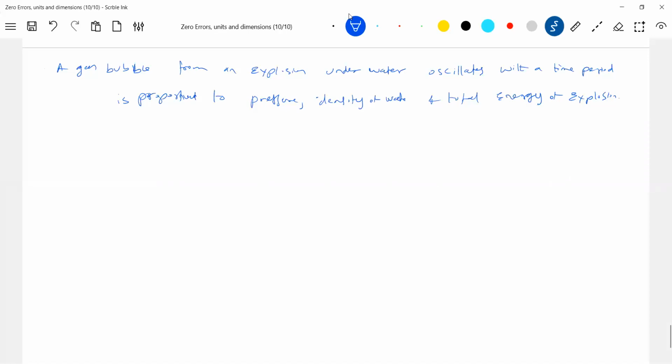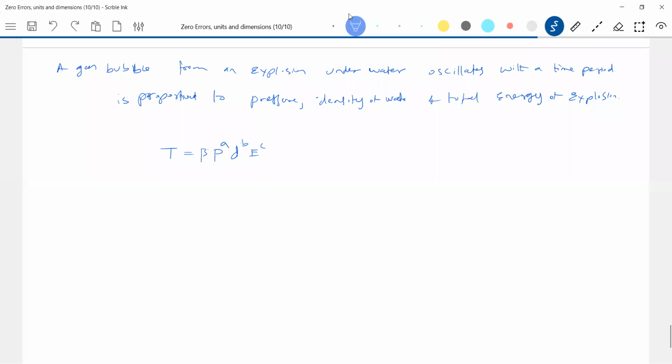What are the symbols we use? For the time period, I'm not very sure, so I'll bring in some beta. I don't know whether it is any constant. T equals beta, pressure to the power a, the density to the power b, or say d, because rho again we'll think is a constant, and the energy, let it be. Shall we use this? I'm not very sure. We don't know anything about this system. With a simple pendulum we were very sure, but we don't know anything about this system.